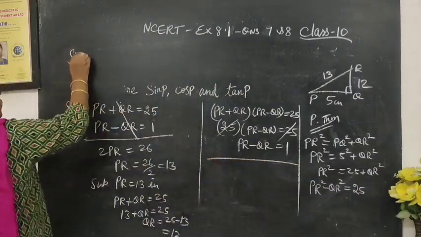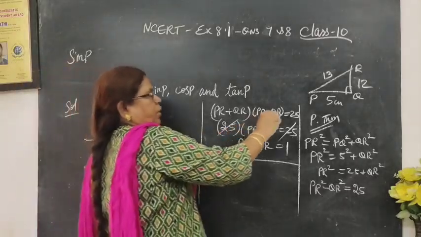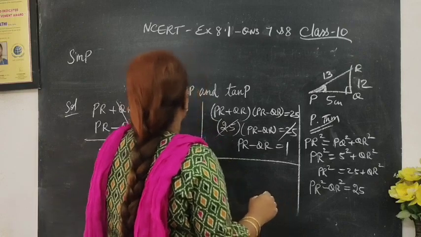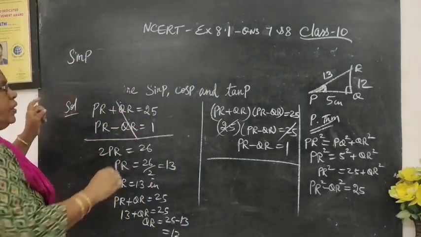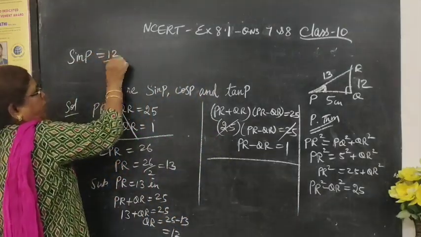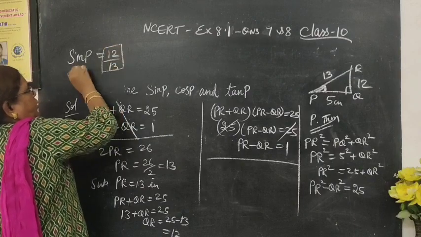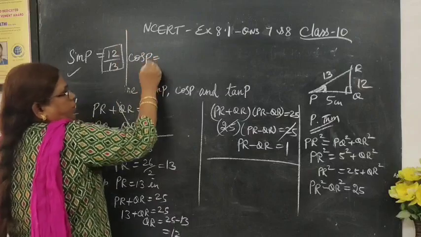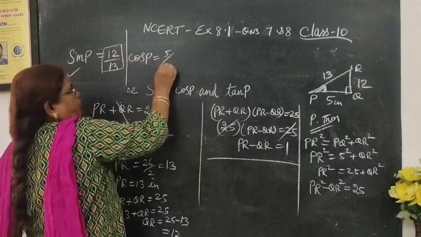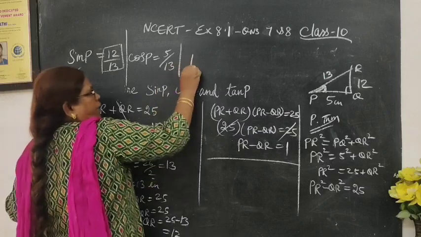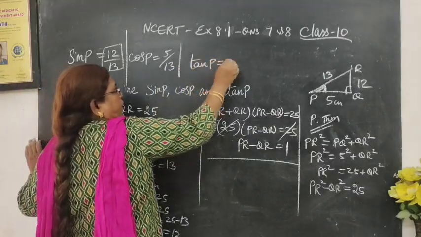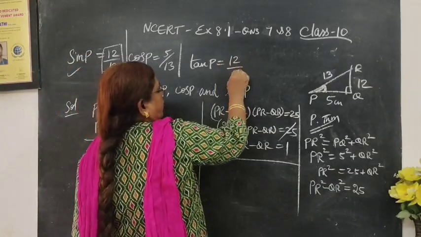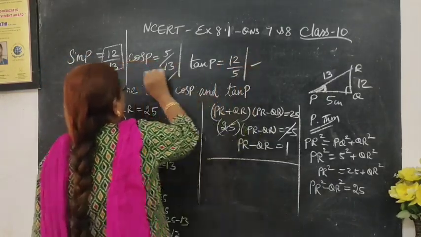So sin P. Here P means consider this angle, isn't it? So it is opposite. Sin P formula, opposite by hypotenuse. Opposite 12, hypotenuse 13. So one answer. Then next, cos P, adjacent side by hypotenuse, so 5 by 13. Then tan P, opposite by adjacent, so 12 by 5. So this is the answer, folks.